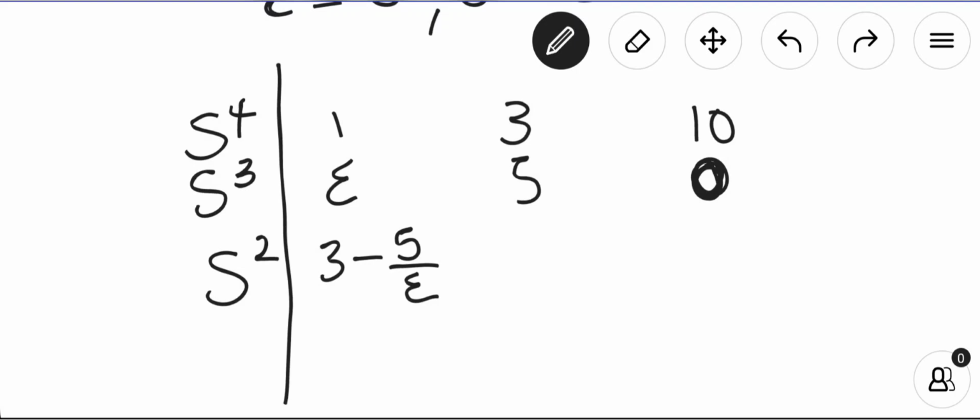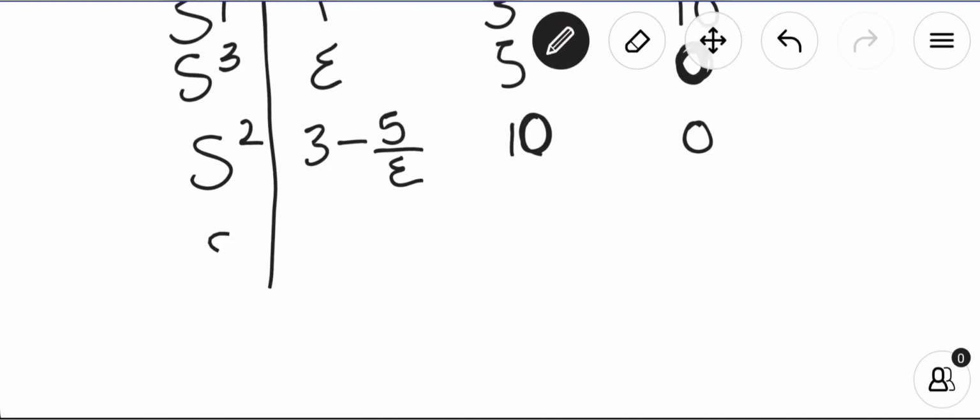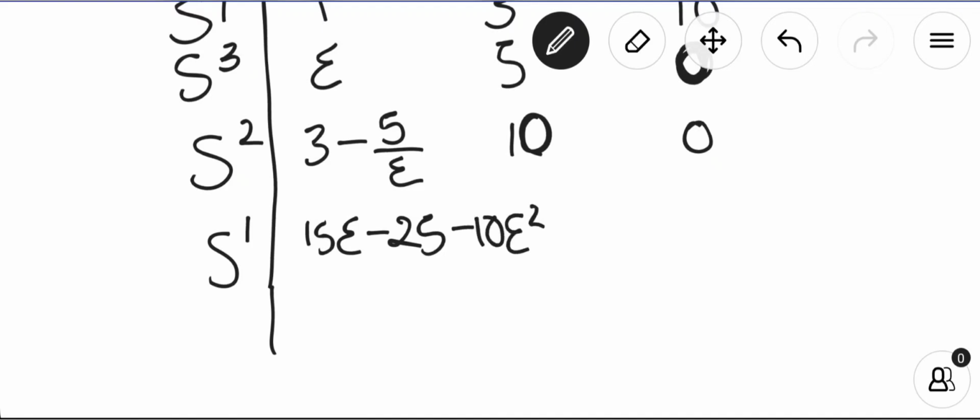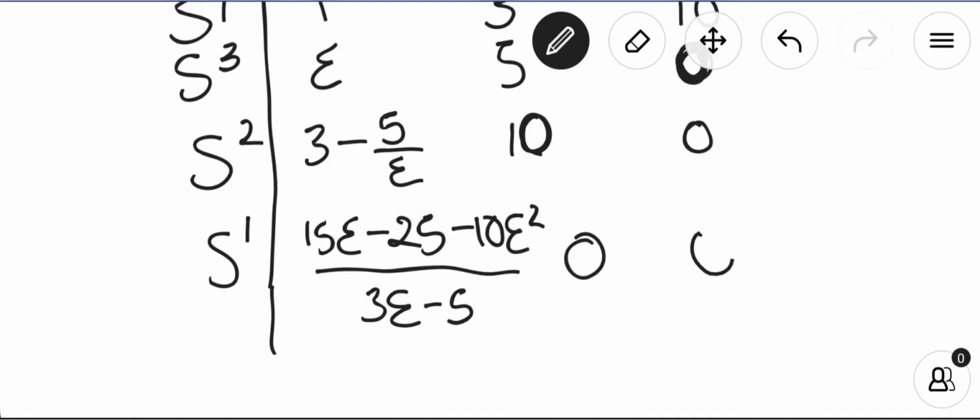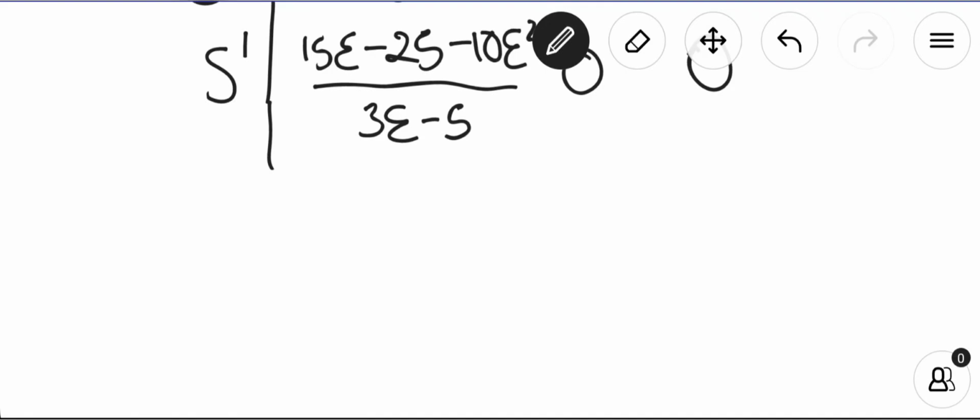And then for the next column, you have 10. And this will be 0. Then for s to power 1, you have 15 epsilon minus 25, the same pattern. Sorry, this is entering the second. And then this will be 0 and 0. For the last row, this will be 10, 0 and 0.